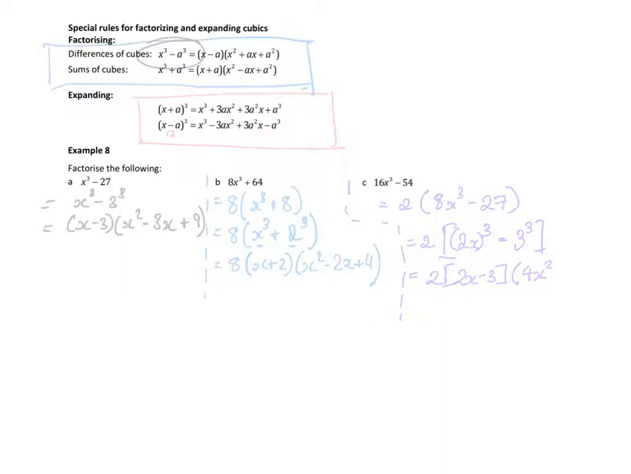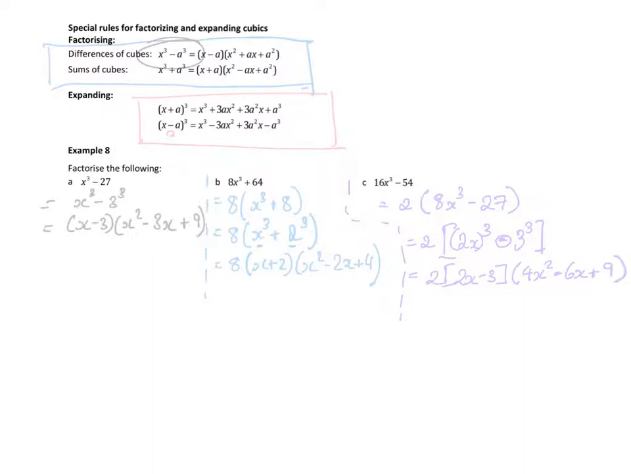The first term is 2x. The second term is minus 3. So minus 3 times 2x is minus 6x. And then the last term there is the second term squared. Now the second term is minus 3, but minus 3 squared is positive 9.